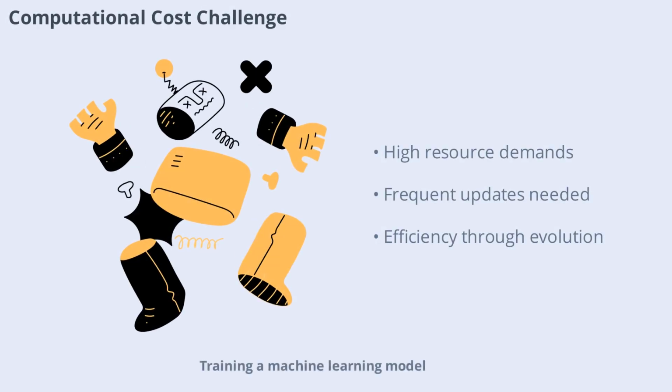Training a machine learning model from scratch can be incredibly resource-intensive. It often requires powerful hardware, lots of memory, and significant time investment. For large datasets or complex models, this cost can quickly become prohibitive, especially if you need to update your model frequently. Model evolution techniques help address this by allowing you to reuse existing models and only update what's necessary, saving both time and computational resources. This efficiency is a key reason why these techniques are so valuable in practice.